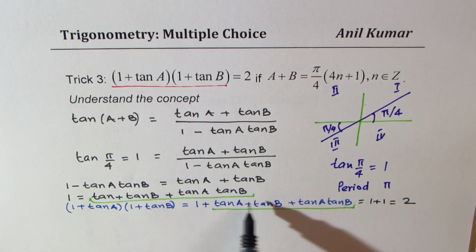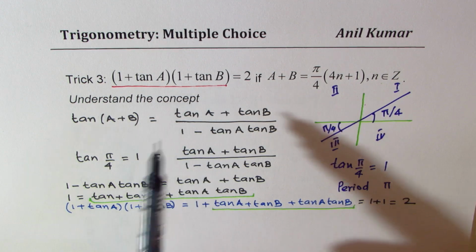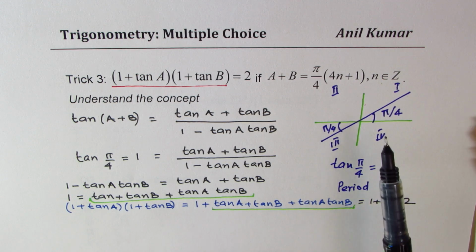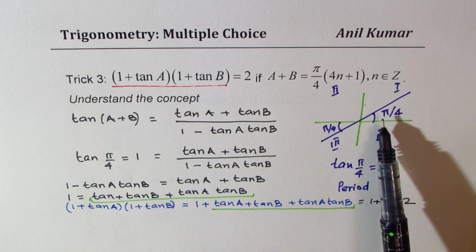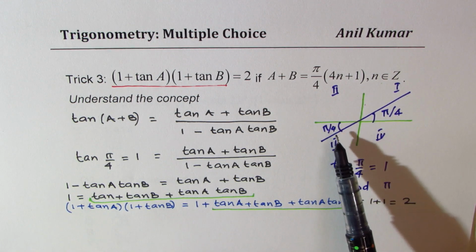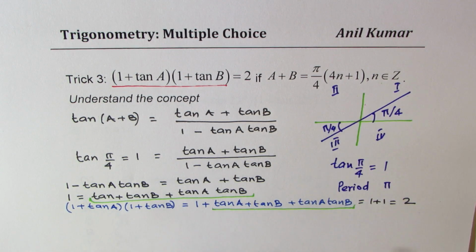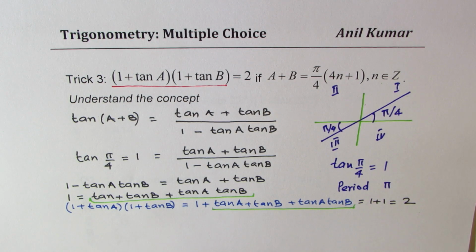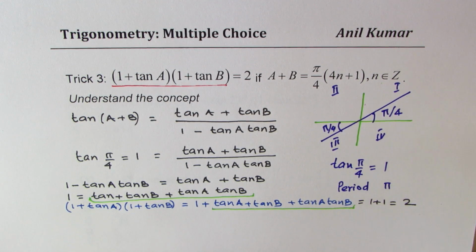Do you see how we derived it? So that is the basic concept. So if the sum of angles A and B is equal to π/4 or 180° + π/4, in that case, their product is always 2, correct? So I hope this step is absolutely clear. So that's how you should do it. Now let's get back to the questions and solve them, since we know the trick, right?